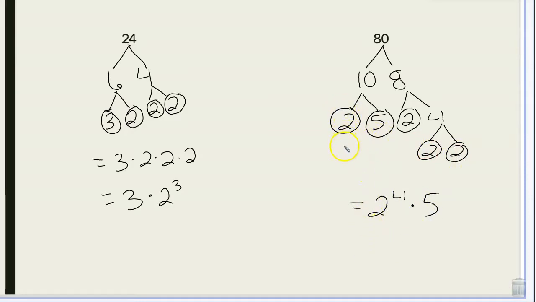I wanted you to notice that if you were to multiply all these numbers back together, you would get 80. 2 times 5 is 10. 10 times 2 is 20. 20 times 2 is 40, and 40 times 2 is 80. All right, that's about all I have. One more mini video coming up.